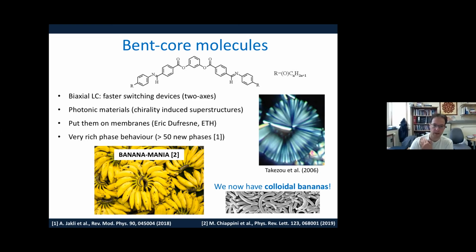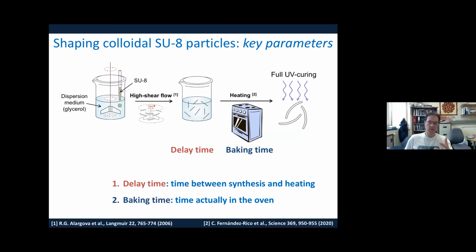Right, so let me just show you two stories now. How did we make them, and how can we control their size and their shape, their curvature in particular? And then finally, I'll show you what they do. So when we do the process, as I said, we stir them to get the very long rods, and then we heat them and then we get these bananas.